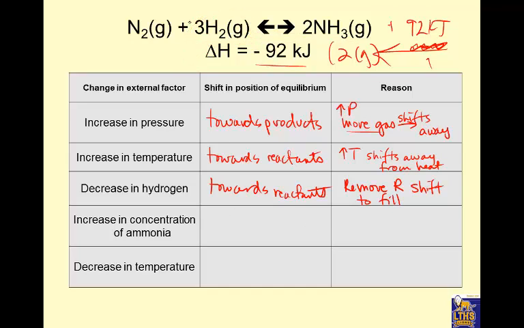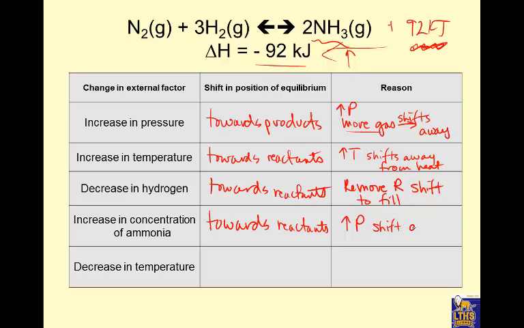Well, first of all, we gotta know what ammonia is. Oh, look, this is ammonia. So if all of a sudden in this reaction we have more ammonia, then it would put stress on this side, so it's going to shift away from the stress. So shift towards reactants. Okay, because increase product means shift away from the products.